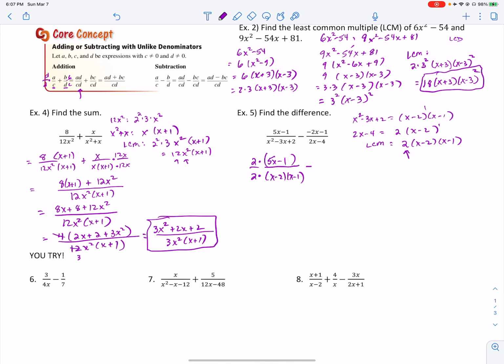And then for the second fraction, I have 2 times x minus 2 in factored form in the denominator. And I have a minus 2x minus 1. And on that one, I am noticing that it doesn't have x minus 1. So I'm going to need to multiply by x minus 1, top and bottom. But in the numerator, I'm going to need parentheses there and multiply those. And so I've got my common denominator.